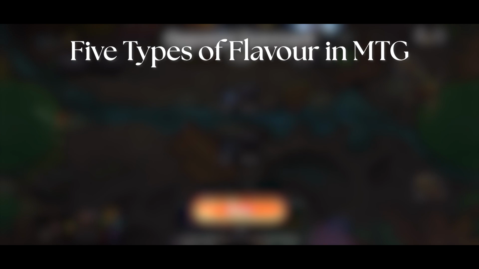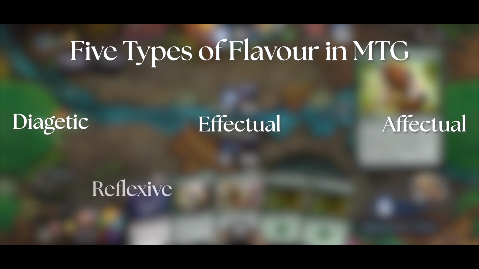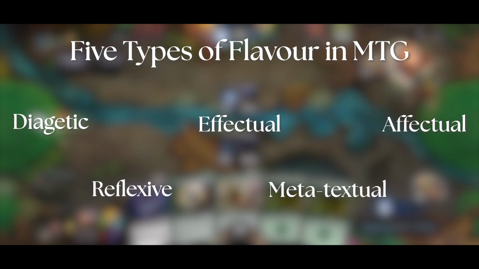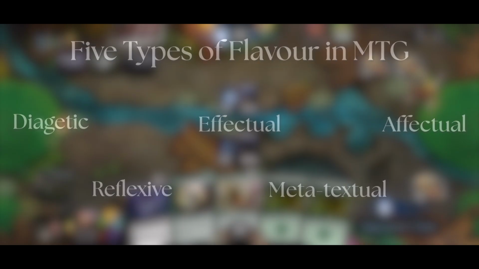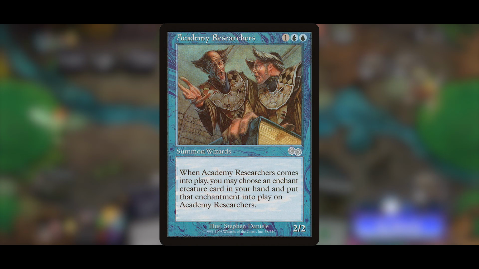Anyway, there we have it. 5 kinds of flavour in MTG. Diegetic, effectual, affectual, reflexive, and metatextual. In future videos I plan on exploring these concepts more, but please remember these are just my categorizations, and they're really put as, hopefully, useful characterizations for future discussion of MTG flavour and how it works. They're not intended to be exclusive, and of course there is considerable overlap between them all.